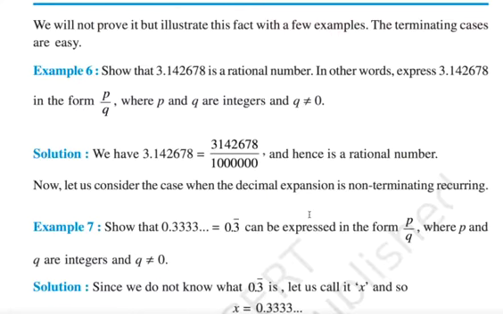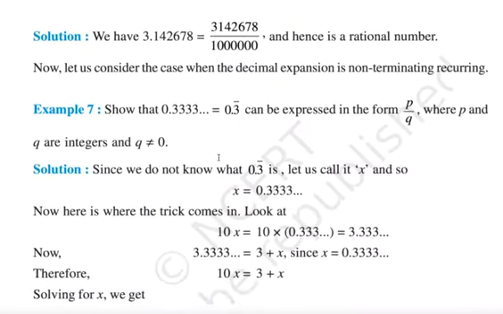The terminating cases are easy. Yes, we can simply put zeros. So how many decimal places are there? You put that many zeros in the denominator. You will get a number in p by q form. Okay, right. What about this?